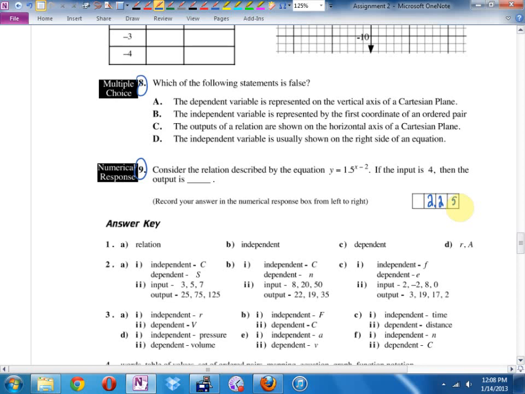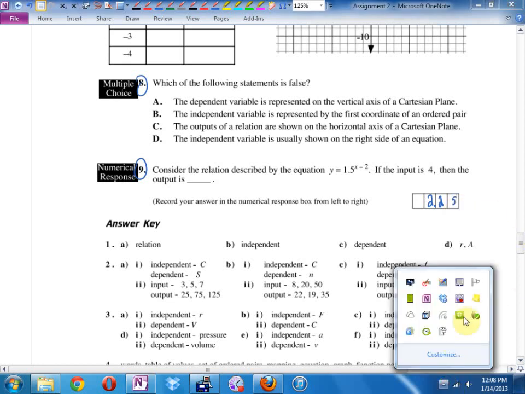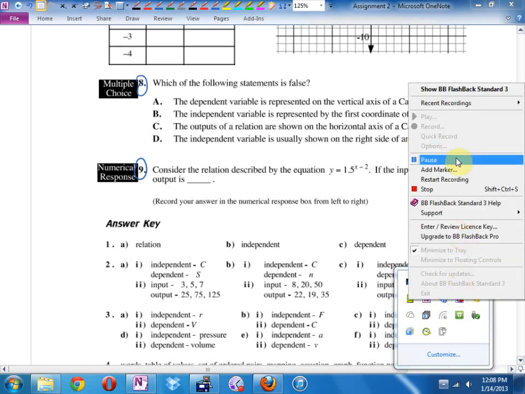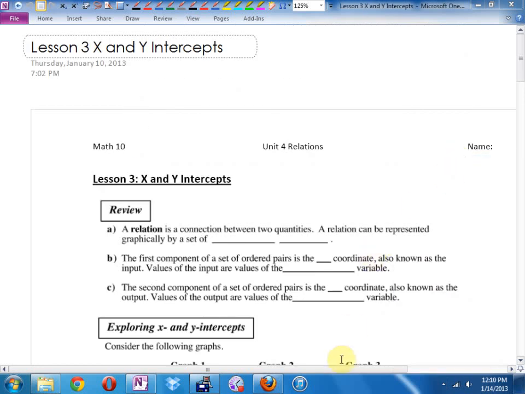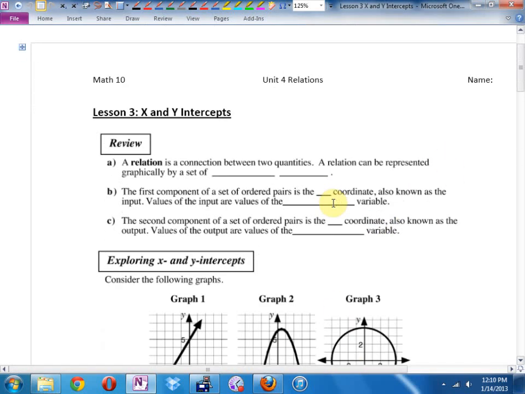Going once, going twice? What we're going to be doing today is talking about some very specific, special points on any graph. If you have the homework done, if you want to pass it in block C, and we'll start on the next lesson. Lesson 3, it says, X and Y intercepts.